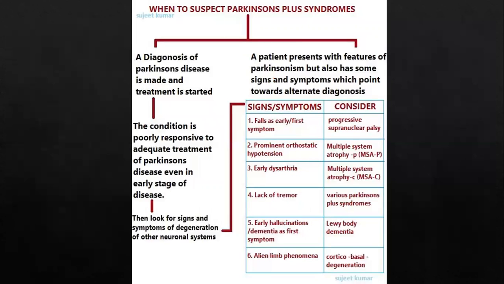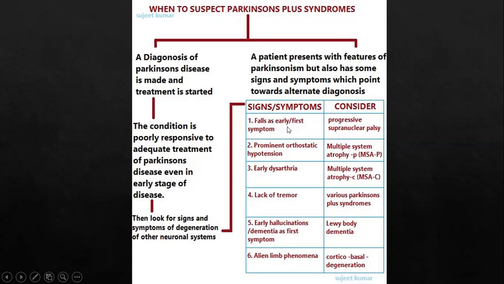So when are we going to suspect Parkinson's disease? That is, Parkinson's plus syndrome is when these are going to be there. That is, a diagnosis of Parkinson's disease is made and treatment is started. The condition is poorly responding, and then we look for any of these signs which point towards these differentials.